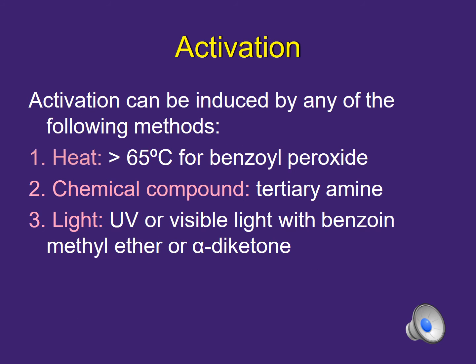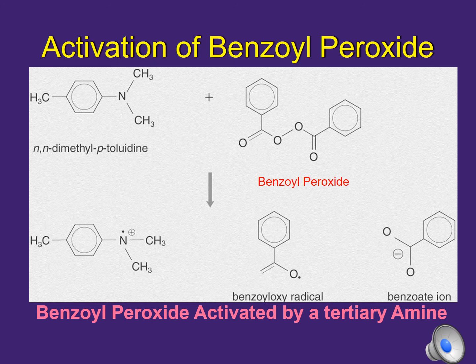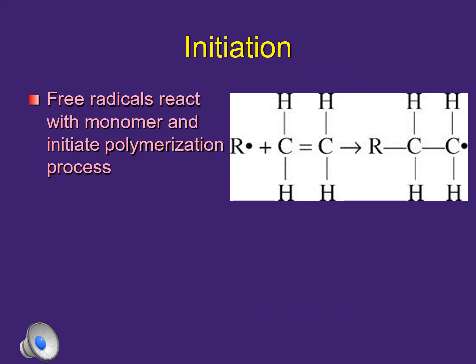Activation can be induced by any of the following methods: by heat, more than 65 degrees for benzoyl peroxide; by a chemical compound, tertiary amine; and by light, ultraviolet or visible light with benzoyl methyl ether or alpha-diketone. Benzoyl peroxide is activated by a tertiary amine, which is a biochemical activator. Initiation: free radicals react with monomer and initiate the polymerization process.